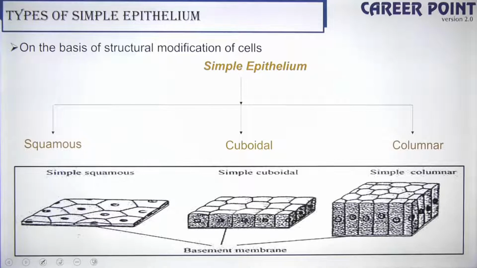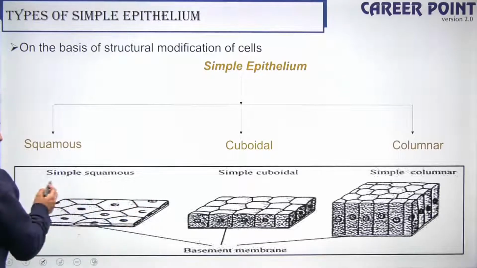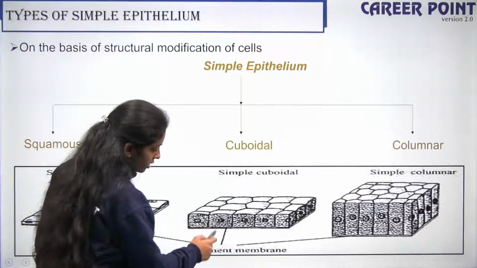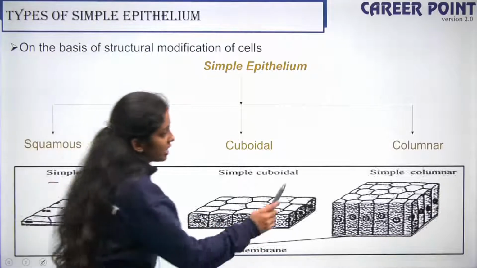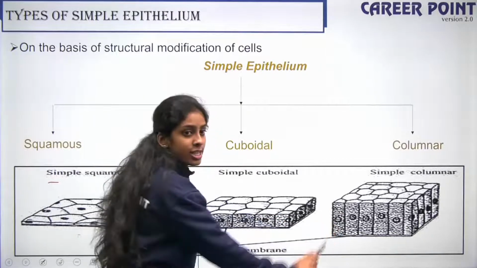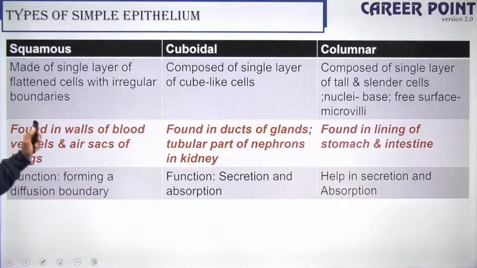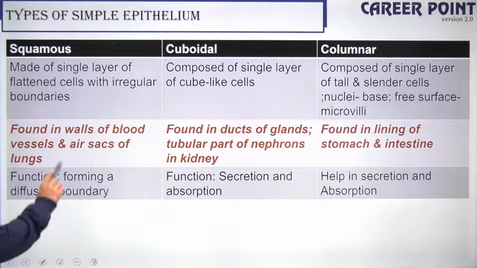Okay. So your simple squamous is tile-like. It is a very thin one. Then cuboidal. So this has irregular corners. Yes. So this is simple cuboidal. It is made up of a cuboidal shape. And this is simple columnar. So see, it has columnar cells. Okay. So this is the differentiation between the three major types.